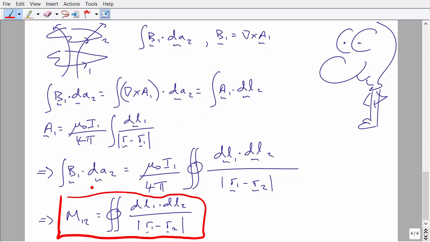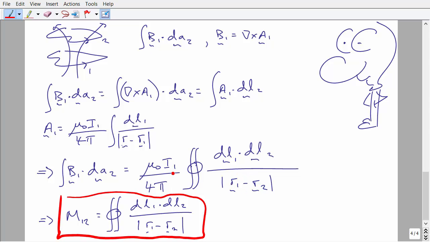Okay, this now gives us the integral of B1 dot dA2 as a double integral. We have an integral around loop L2 and an integral around loop L1, and of course the R in here now becomes an R2. You'll notice I've switched R1 and R2 here compared to here. It makes no difference because this is the modulus. There was no reason for doing this.